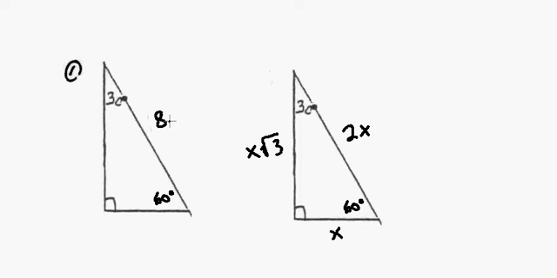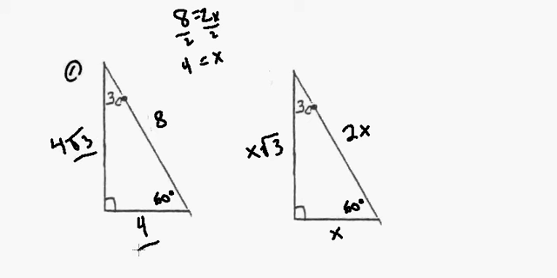So in this case we have 8 equals 2x. If I solve for x, divide both sides by 2, I get x equals 4. So if x is 4, that means this short side is 4. Therefore, the long side is going to be 4 times the square root of 3. So those are the two missing sides for problem number 1.